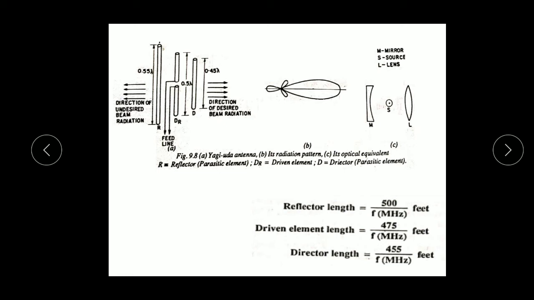So, reflector antenna length, this is the standard antenna length. Reflector length is 500 divided by frequency in megahertz, in feet. Driven element length is 475 divided by frequency in megahertz, in feet. Director length is 455 divided by frequency in megahertz, in feet. So using this we can calculate the length of the reflector, driven element, and director element.